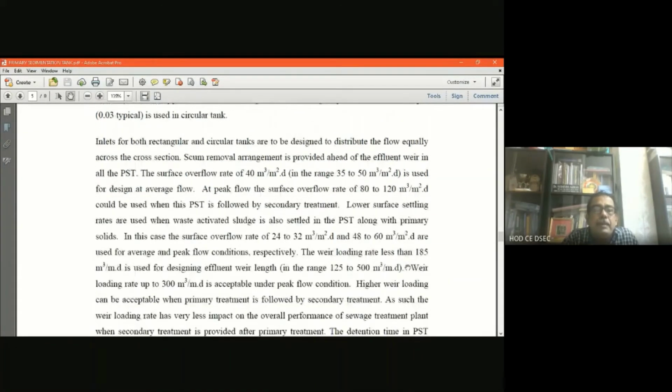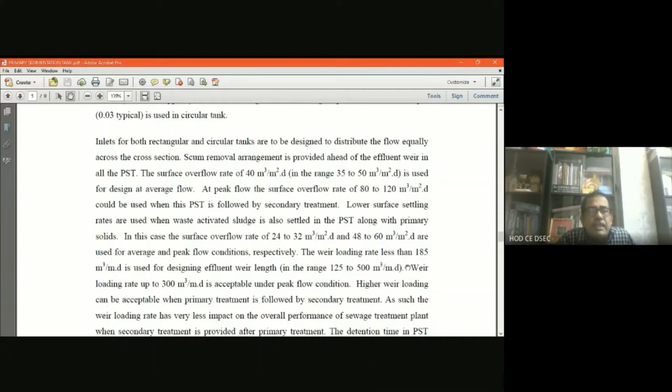Now, the inlets for both the rectangular and circular tanks are designed to distribute the flow equally across the cross section. It has to be kept in mind that the flow should be equal across the cross section. And a scum removal arrangement is provided ahead of the effluent weir, so that is being taken care of. The arrangement has to be provided at the effluent weir in the primary sedimentation tank.